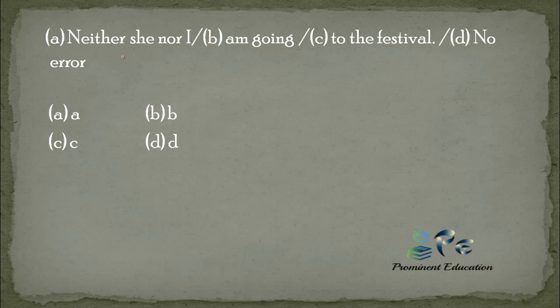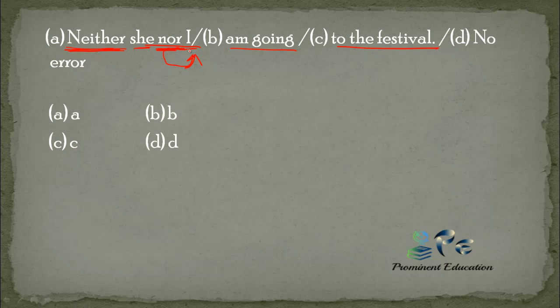Now let's move on to our next question. Neither she nor I am going to the festival. Now let's talk about the neither and nor structure. Neither and nor come to join two parts. So the subjects or nouns should always be two in number. Here you will see two subjects, she and I. This is the first rule. The next rule is that the verb agrees with the subject which comes after nor.